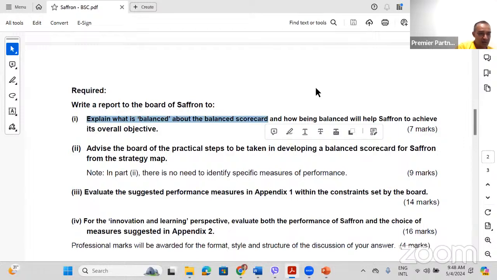That is the second part. So how is being balanced? Having financial and non-financial, internal and external, quantitative, qualitative. Right? So that's what you mean by being balanced. And here you don't need to write a lot. Just explain what you mean by having financial and non-financial measures.